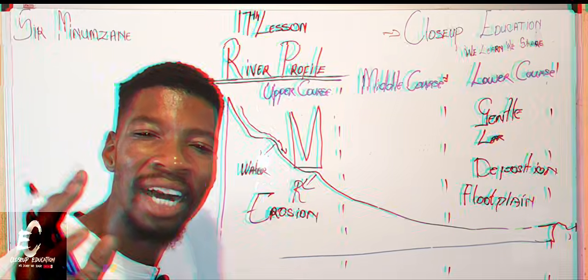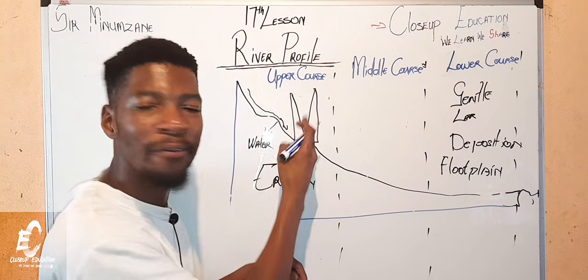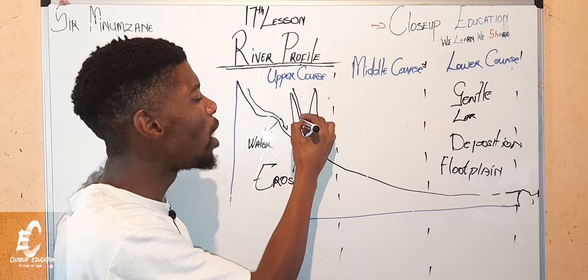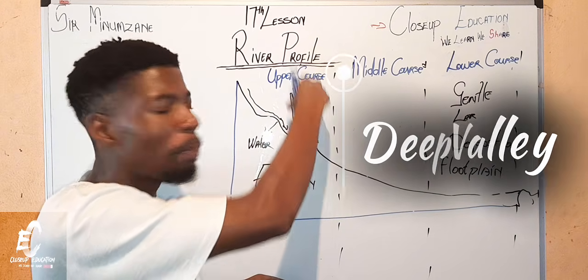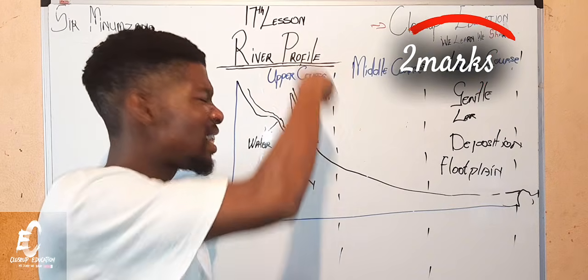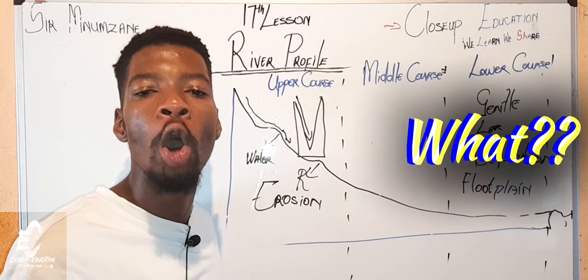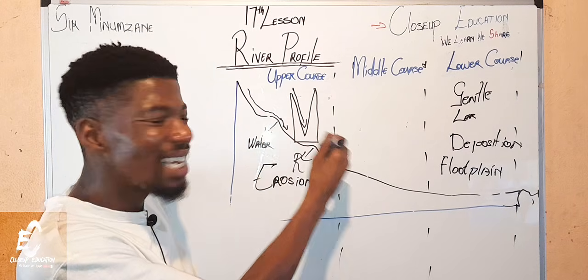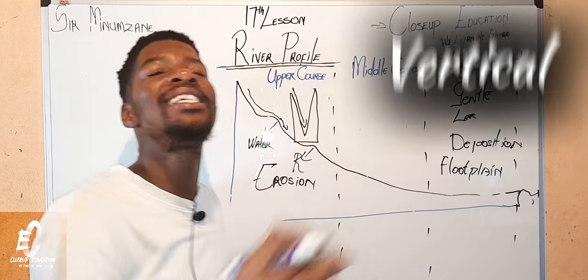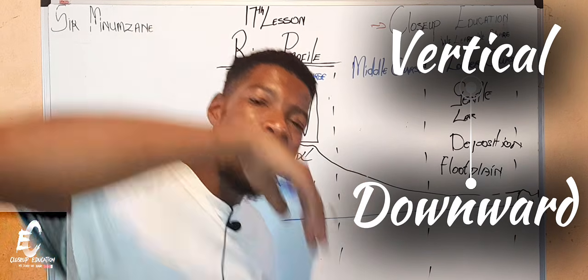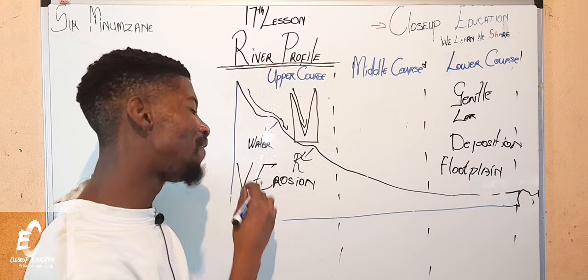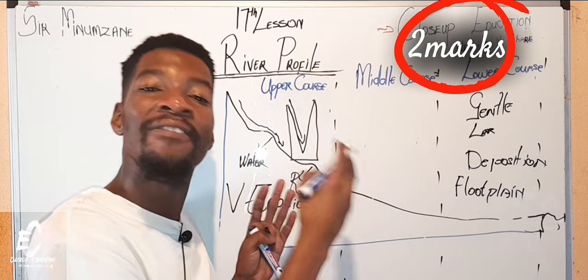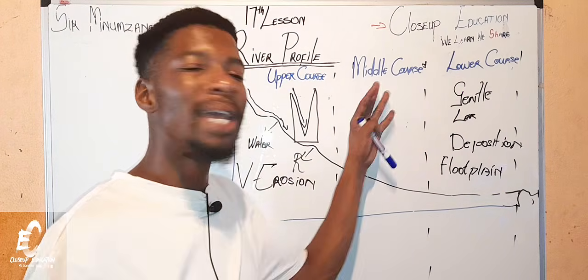You remember the cross-section: it shows us from bank to bank the front view of the river. In the upper course it is like a V, meaning there is erosion deepening the valley. What erosion do we call that? This erosion which moves downward because of the steep gradient, we call the vertical erosion, or the downward erosion. This is the V-shaped valley.